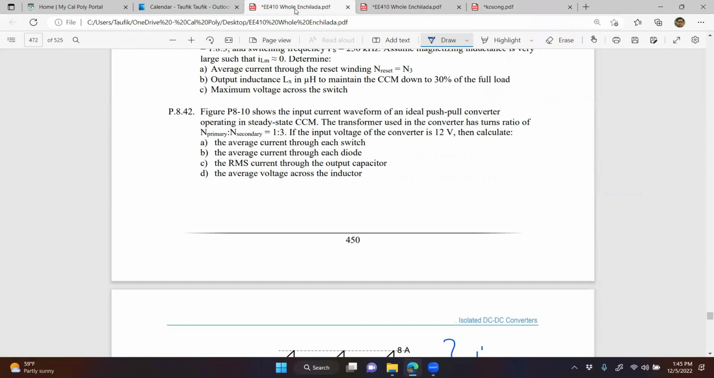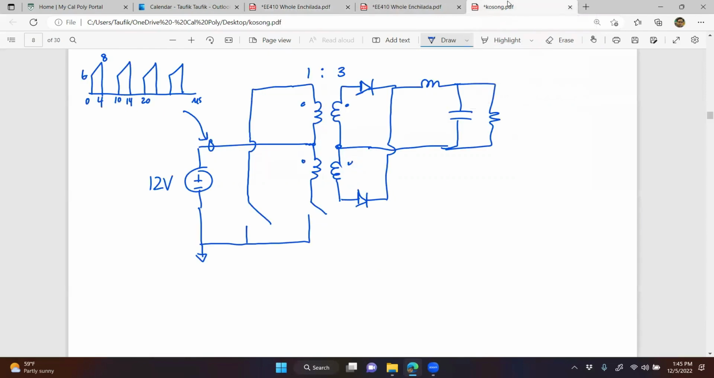So what's the first problem asking? The first problem is asking for the average current to each switch. What we are given is the input current waveform. Here's the input source, and the current supplied by the source, this current right there. As you can see, this current splits into two, up and down that way.